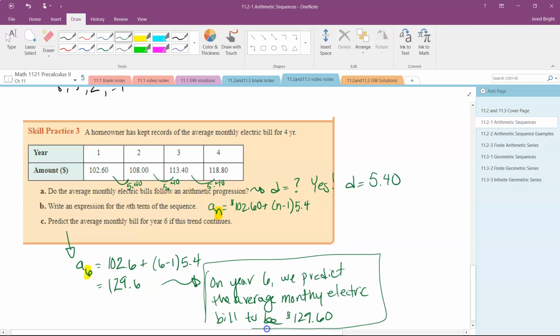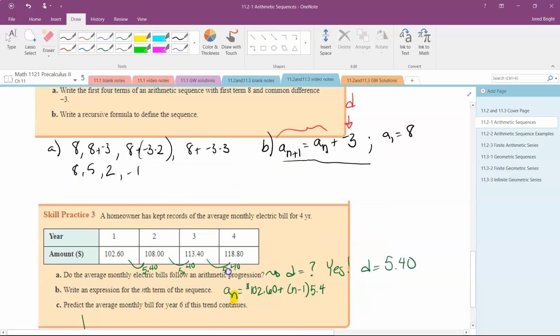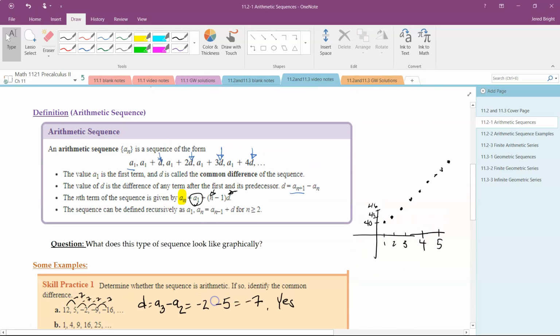So with arithmetic sequences, always look for that common difference. And remember that if we're doing a recursive formula, we have an equals an minus 1 plus d. If you're looking for a non-recursive formula, use the first term plus some number times the common difference.